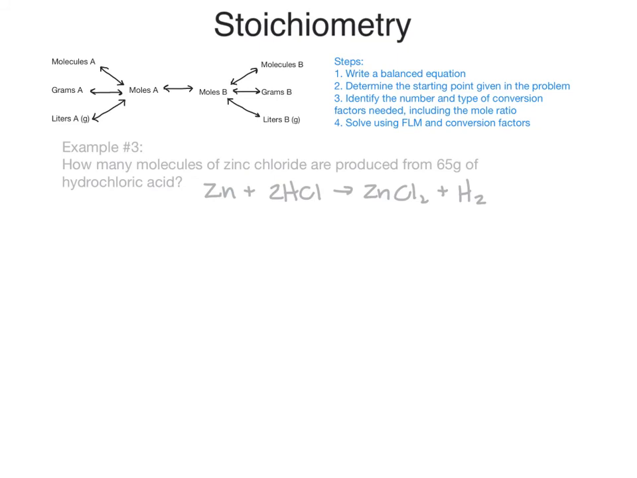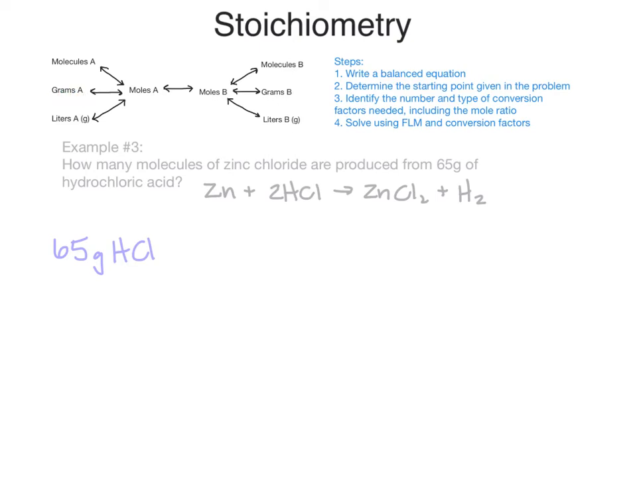And finally, for example 3, it asks us how many molecules of zinc chloride are produced from 65 grams of hydrochloric acid. So first I want to check to make sure that my given equation is balanced, and it is. So now I want to figure out where I'm starting. So I've been given 65 grams of hydrochloric acid. And now I'm going to look up at my stoichiometry map to figure out where I'm going. So I'm starting at 65 grams, so I'm starting at grams of acid.